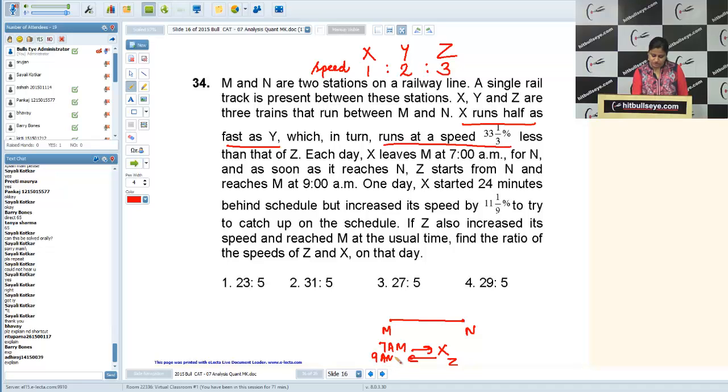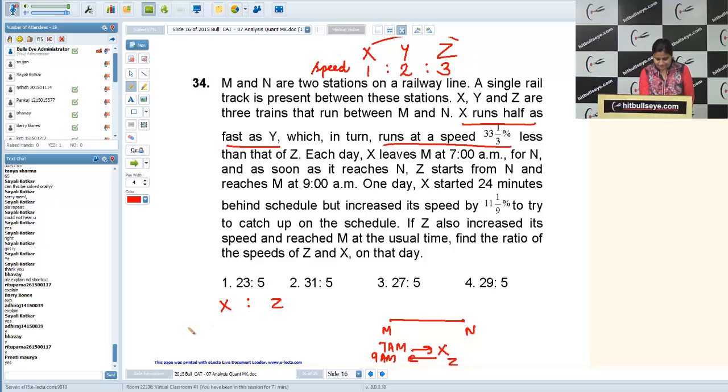So basically, in the span of 2 hours, X is going from M to N and Z is coming from N to M. They have 2 hours to complete this process. Are you getting me, guys? I think you are okay with the ratio part. Okay, so we'll take the data for X and Z.